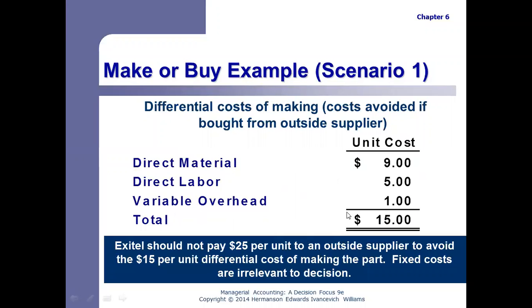Okay, so it's really costing us $15 to make each additional unit. So we should not pay $25 to an outside supplier, because it really is only costing us $15. So we should not accept the offer to buy it rather than to make it ourselves. Okay, so the key to the make or buy decision is comparing the variable cost of making the product on our own compared to the purchase price that we can get from an outside supplier.